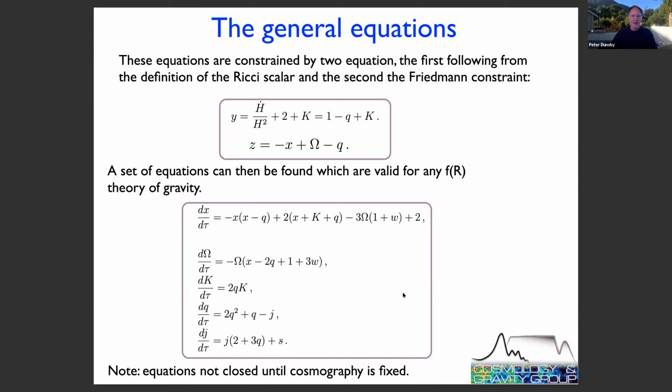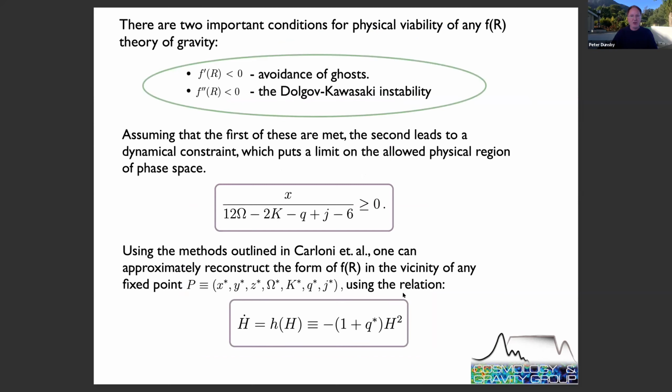So the first thing that we did in this case was to take the lambda CDM cosmology. Actually, before that, there are a couple of other issues that we need to pin down. The first is that you have a number of conditions which relate to various instabilities that might occur in these theories, in particular the Dolgov-Kawasaki instability. And what this does is it puts a constraint on the allowed physical region of phase space. Then you can fix your cosmography, close your dynamical system, identify the fixed points, and then for each fixed point, you could do a standard reconstruction method as I described before.